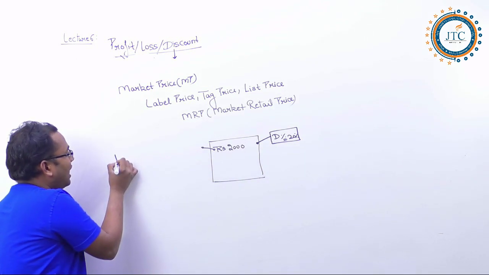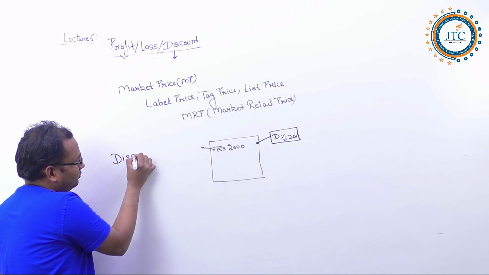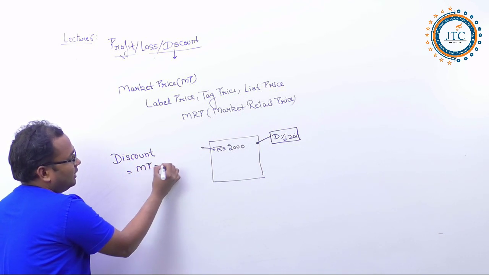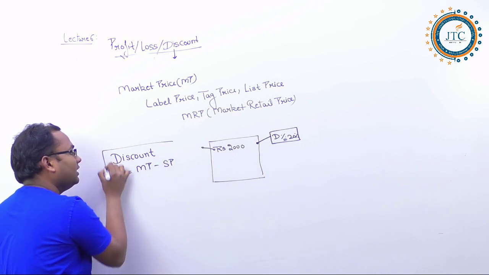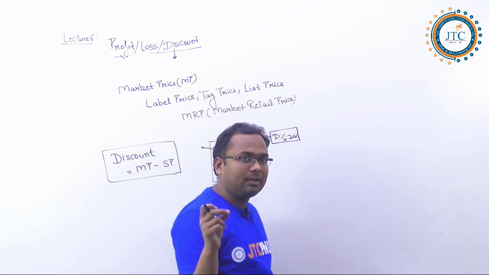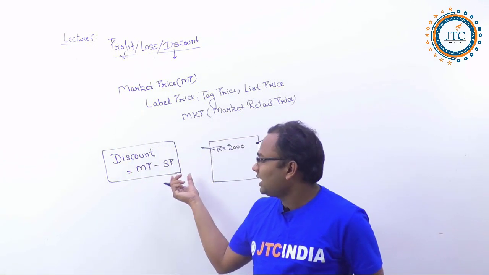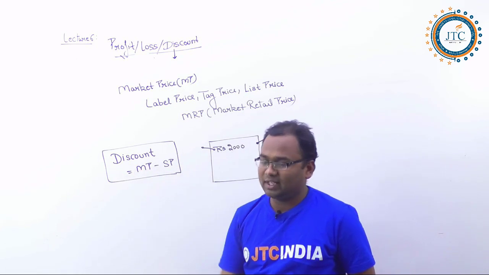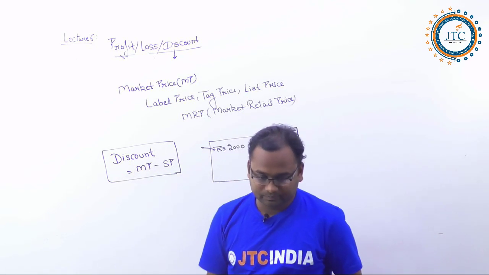So discount is equal to market price minus selling price. Basically we can discuss here regarding the shopkeeper, because market price is set by the shopkeeper and selling price is also set by the shopkeeper. The difference between the market price and the selling price is equal to discount.